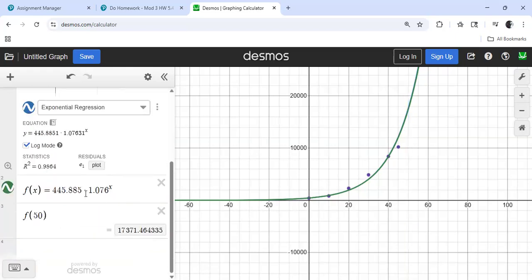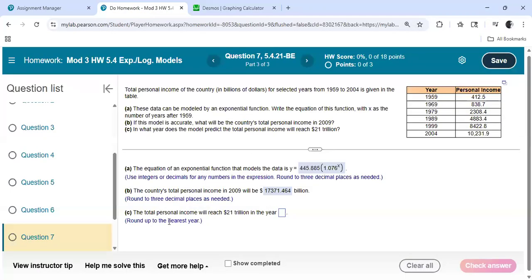So let's use the actual function, plug the number in. And then the last question is a little bit tricky. It says the total personal income will reach 21 trillion in the year, blah, blah, blah. So notice that these outputs are in the 10,000, 17,000. So 21,000 would be the 21 trillion. So instead of saying this is 17,374 billion, we could also call this 17 trillion, 371 billion. So we want 21 trillion. We want to find out when the output is 21,000.